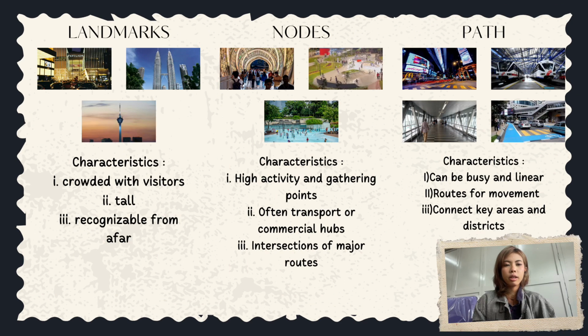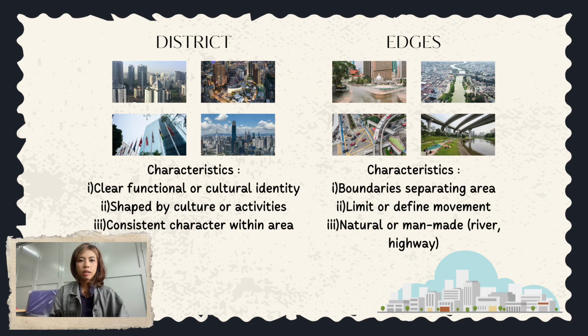First, landmarks are recognizable features like towers or unique buildings that act as reference points. Next, nodes are places where people gather, such as intersections or public spaces with a lot of activity. Paths are the roads people use, like streets and walkways, and these are usually the most visible parts of a city. Other than that are districts. Districts are larger areas with a common identity, like residential areas or shopping zones. And lastly, edges. Edges are boundaries like rivers or walls that separate different areas. All these elements help people form a mental map and understand the city more easily.